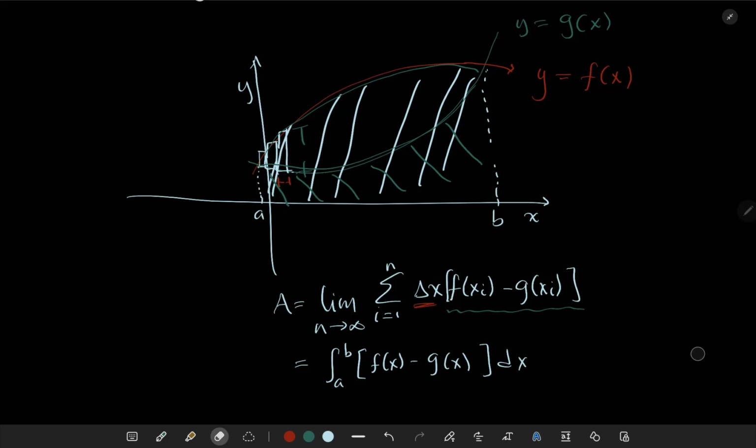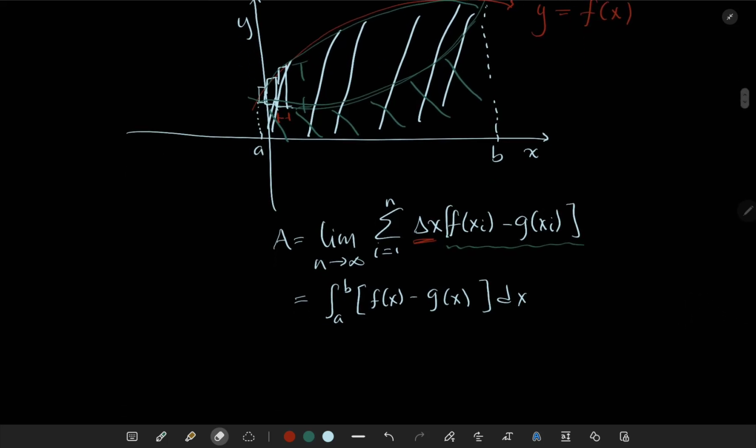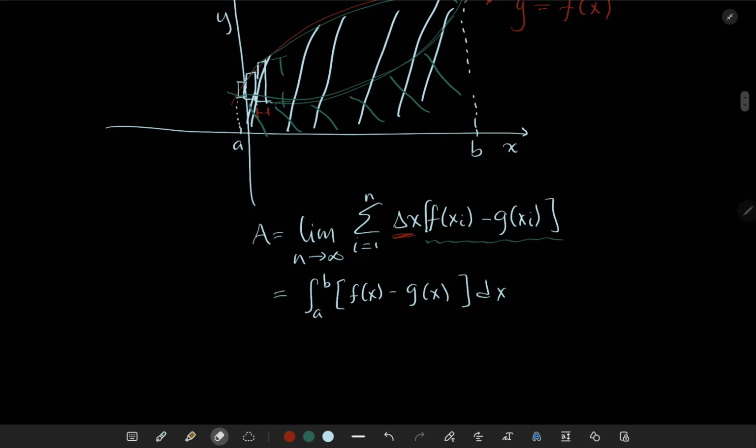So let's go ahead and compute a few examples. So the area between the two curves is going to be the integral from a to b, where a and b represent the intersection points, or whatever intervals were given, or endpoints for the interval that were given, of the subtraction of the function on top minus the function on the bottom.